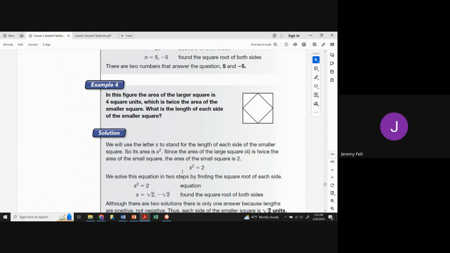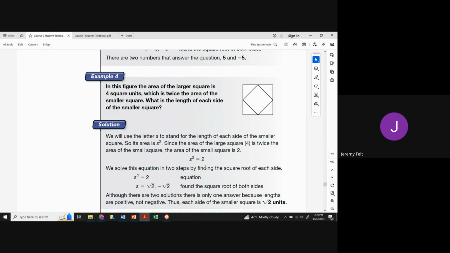Let's look at example 4. In this figure, the area of the larger square is 4 square units, which is twice the area of the smaller square. What is the length of each side of the smaller square? We're going to use s to stand for the length of each side of the smaller square, so the area is s squared. Since the area of the larger square is 4, twice that of the smaller, the area of the smaller square is 2. So side squared equals 2. We take the square root of s squared and 2, and we get s equals square root of 2.